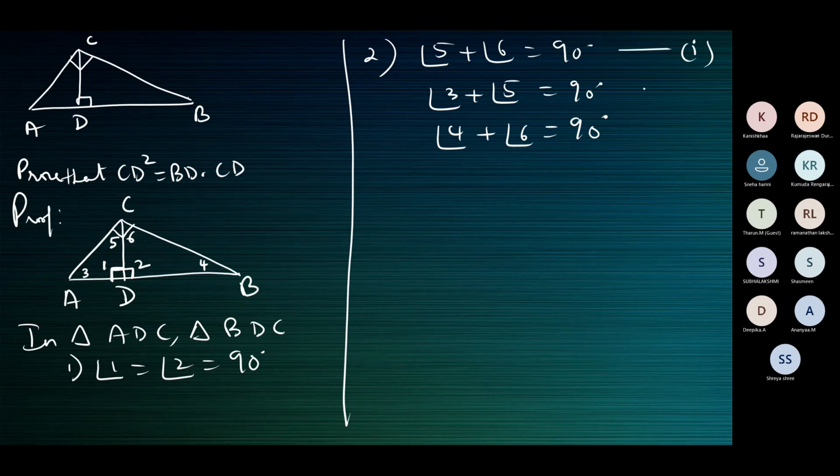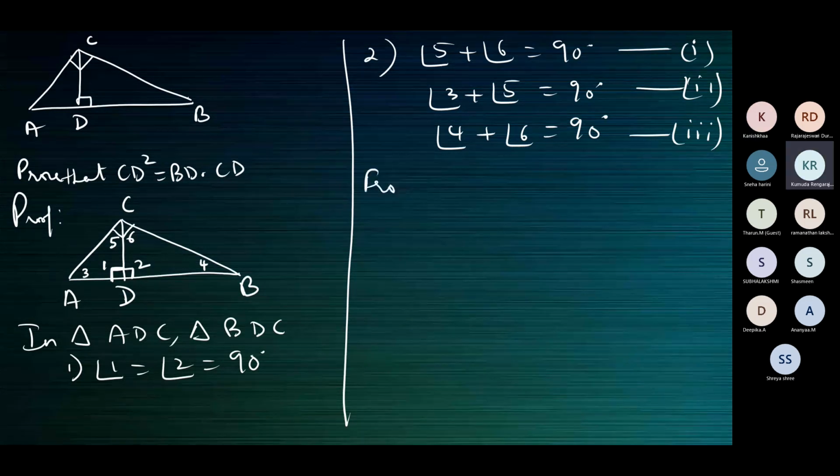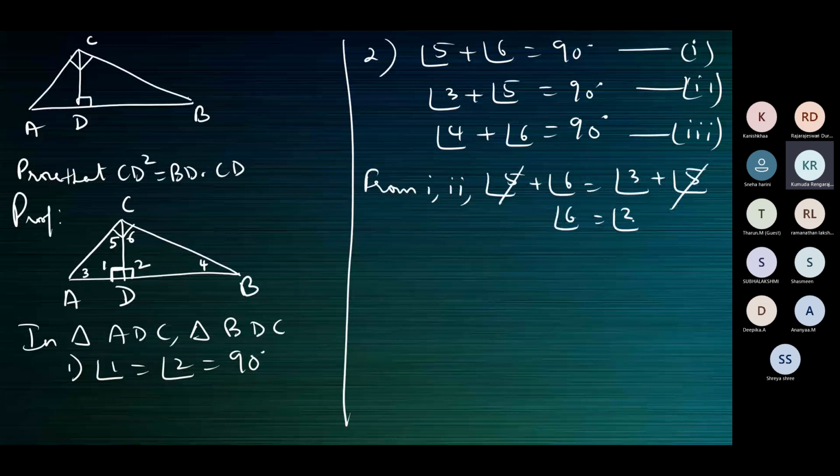Compare. From what and what you will get what, and from what and what you will get what. From 1 and 2, we will get angle 6 is equal to angle 3, ma'am. Very good. So from 1 and 2, angle 5 plus angle 6 is equal to angle 3 plus angle 5. So 5 gets cancelled on both the sides. So angle 6 is equal to angle 3. This itself is enough. Angle 6 of one triangle is equal to 3 of the other triangle. This is enough. But let's just do the other one also.